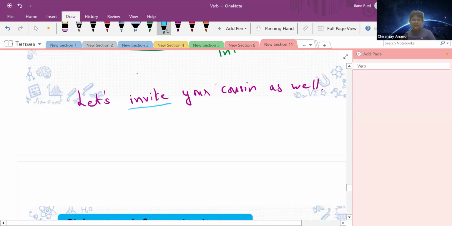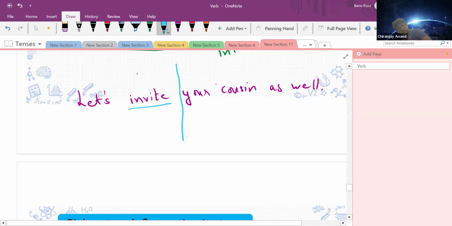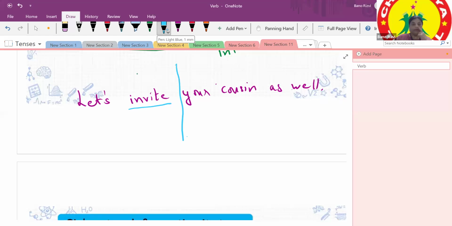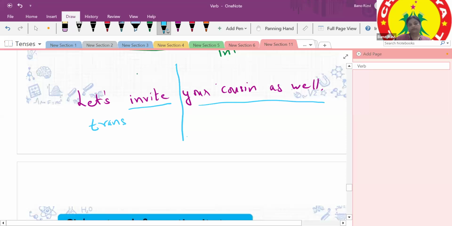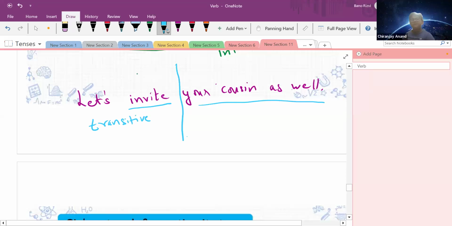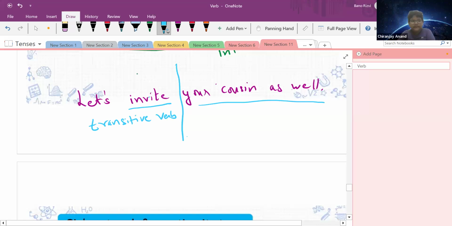Now, if there were no further words in the sentence, this would have been an intransitive verb. But because we have an object, we have the predicate, so this verb is a transitive verb. Ma'am, is invite transitive, or both words? Only invite. Okay.